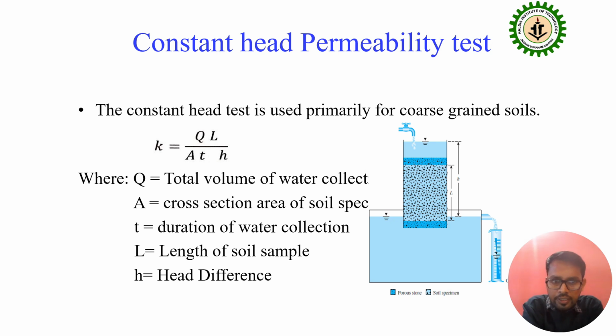throughout the experiment. So as per Darcy's law, we can derive a formula to find the coefficient of permeability, that is k equal to QL divided by AtH. Suppose Q is the total volume of water collected at a time t, and L is the length of the soil sample, and capital A is the total cross sectional area of the soil, and H is the head difference. So we can find k is equal to QL divided by AtH.